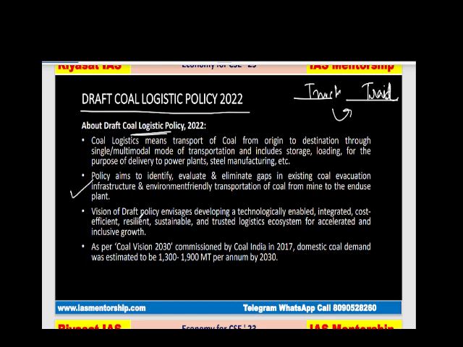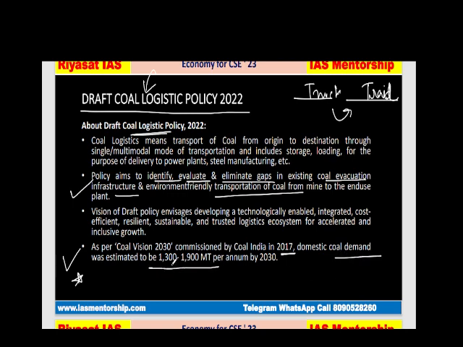What does the policy aim to do? Basically, the policy aims to identify, evaluate and eliminate gaps in the existing coal evacuation infrastructure, whatever gaps there are, and in the transportation of coal from the mines to the plant. Basically, it is aiming to provide seamless transportation of coal from the origin to the destination. There is also a Coal Vision 2030 that was commissioned in 2017. Clear? You should also know about it. In it, coal demand was estimated to be between 1300 and 1900 MT per annum by 2030. Clear? Okay.